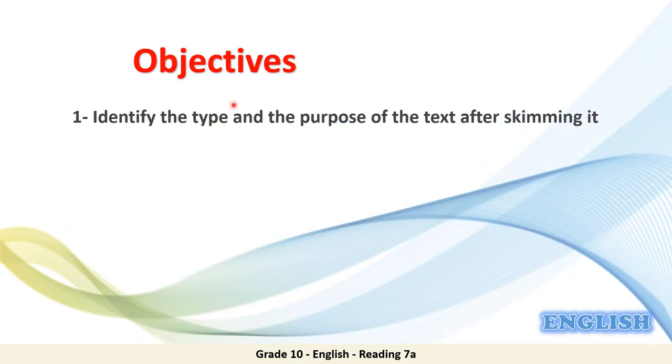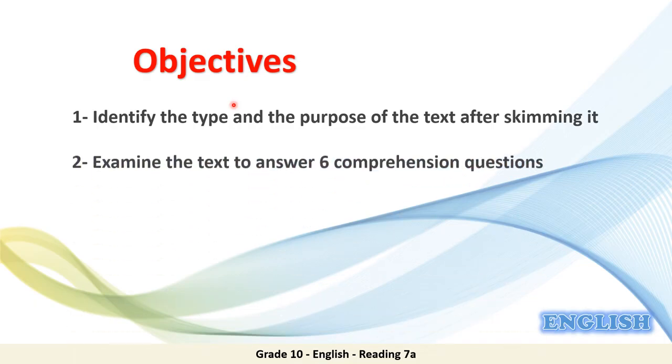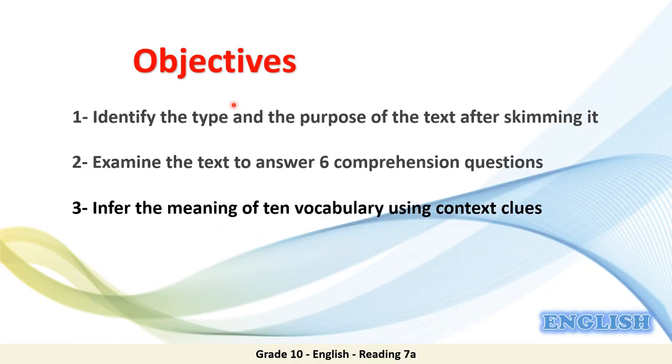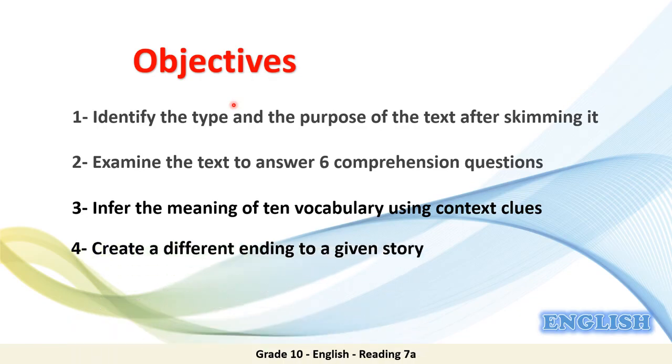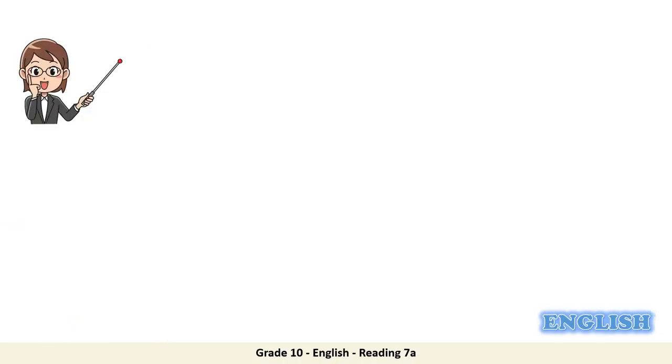Number 1, to identify the type and the purpose of the text after skimming it. Number 2, to examine the text to answer 6 comprehension questions. 3, to infer the meaning of 10 vocabulary using context clues. And finally, to create a different ending to a given story.